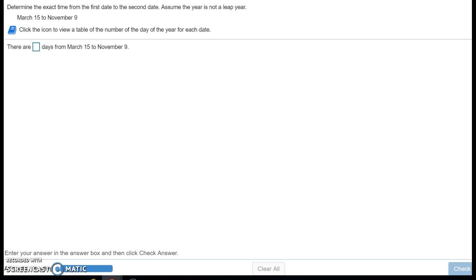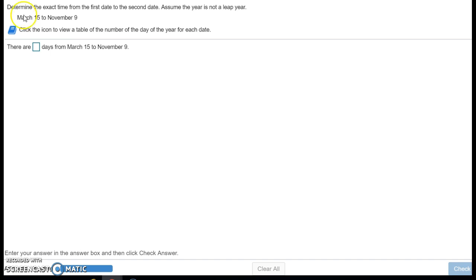Remember we talked about in class that banks use a 360-day year? So this question is contingent upon that fact. To answer this question, we can click this icon that is embedded in the question to bring up a table. So we are looking for the dates from March 15th to November 9th.